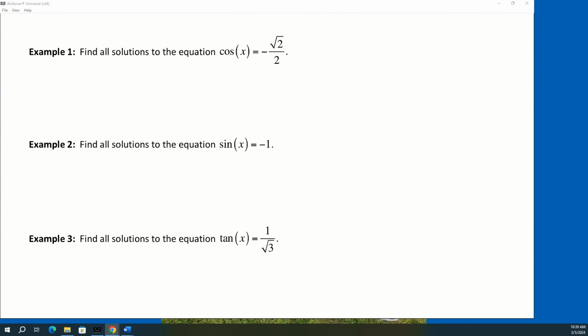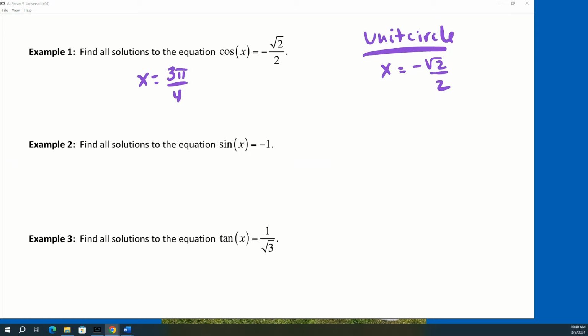All right, so let's look at example 1. We have that the cosine of x is negative square root of 2 over 2. So we're looking for all the angles that have that cosine. So if we're looking at the unit circle, we want the x coordinate to be negative square root of 2 over 2. All right, so looking at the unit circle, what's the first x coordinate or angle you see that the x coordinate is negative square root of 2 over 2? 3 pi over 4.